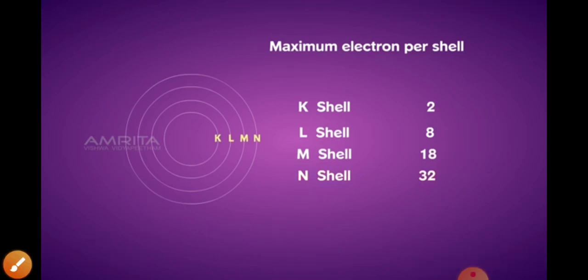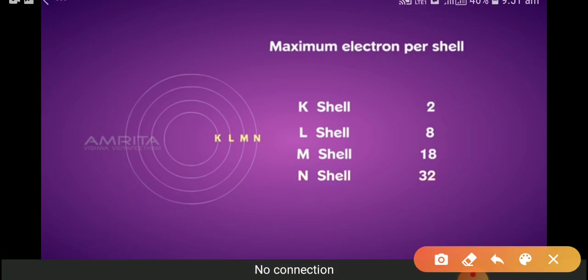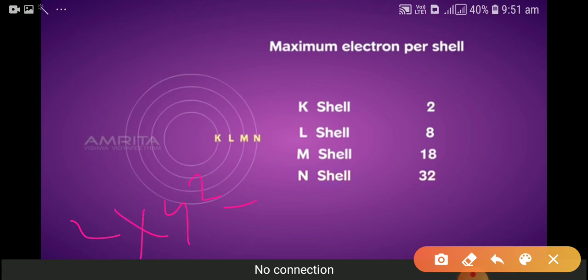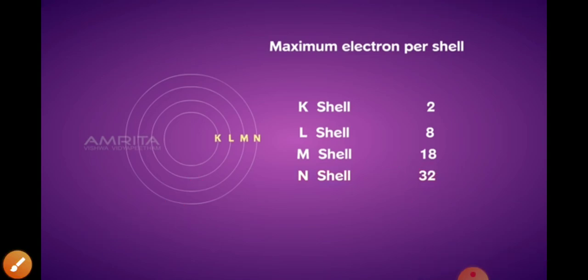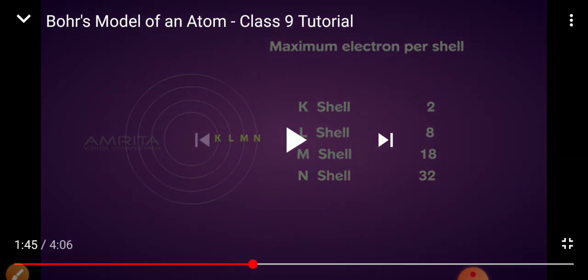Similarly, the n shell means the 4th shell. So 2 into 4 squared: 2 into 16 is 32. Therefore, the n shell contains 32 electrons. So in this way, he has explained his model with the help of various shells in which electrons are moving, and so on.